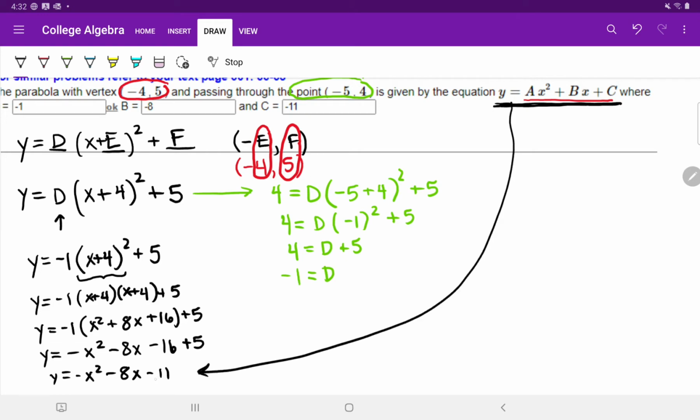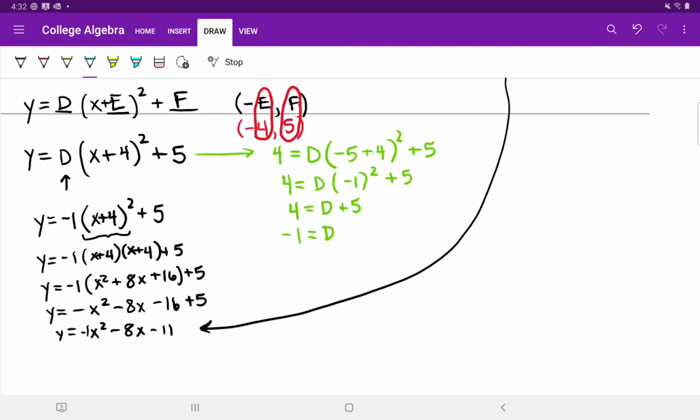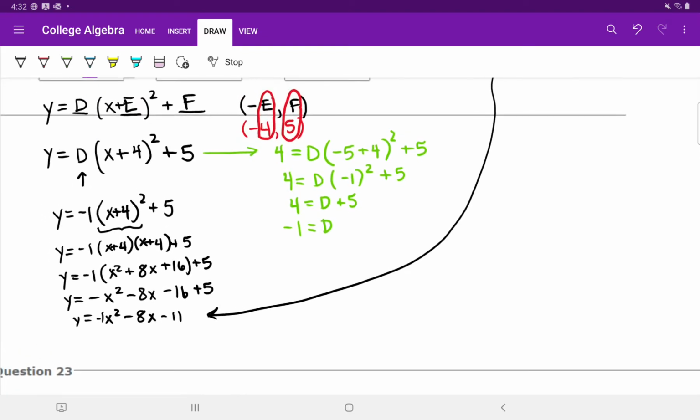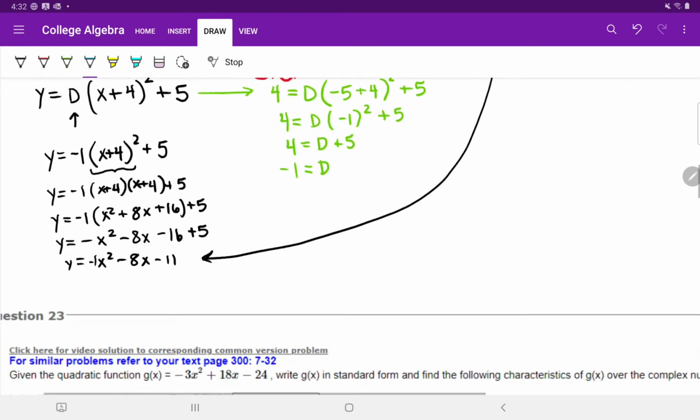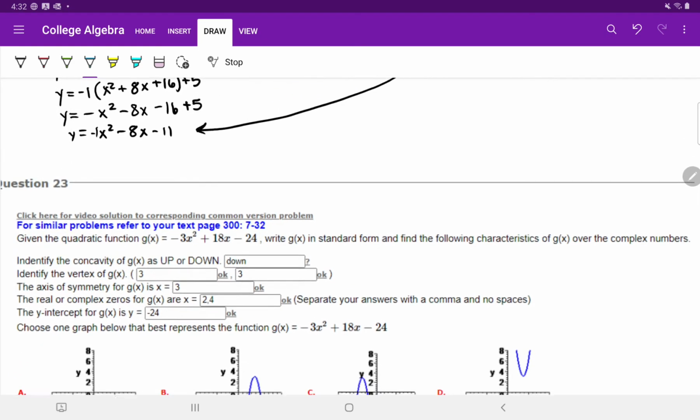So just looking at this, we can tell that a is negative 1. I know it's not written there, but there's a 1 here. So a is negative 1, b is negative 8, and c is negative 11. Most of that was just simplifying things down. The meat of the problem occurred here in red and green. The rest of it was just some basic algebra to get things in the form we needed.